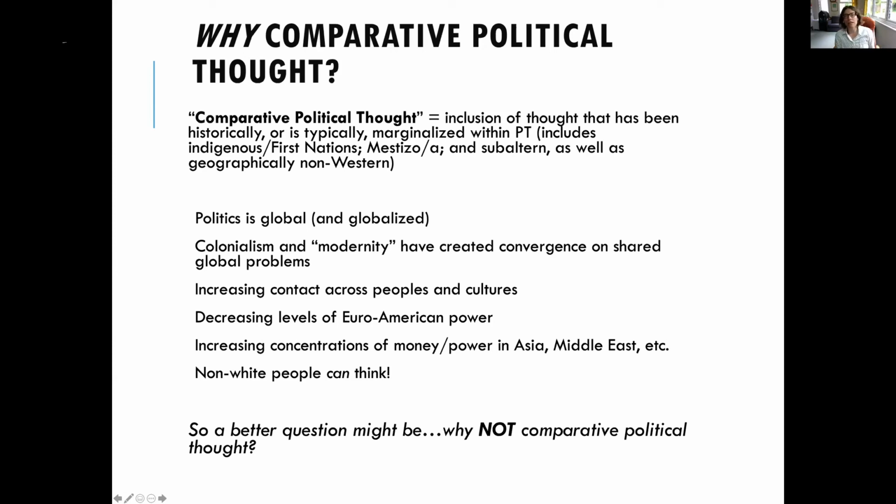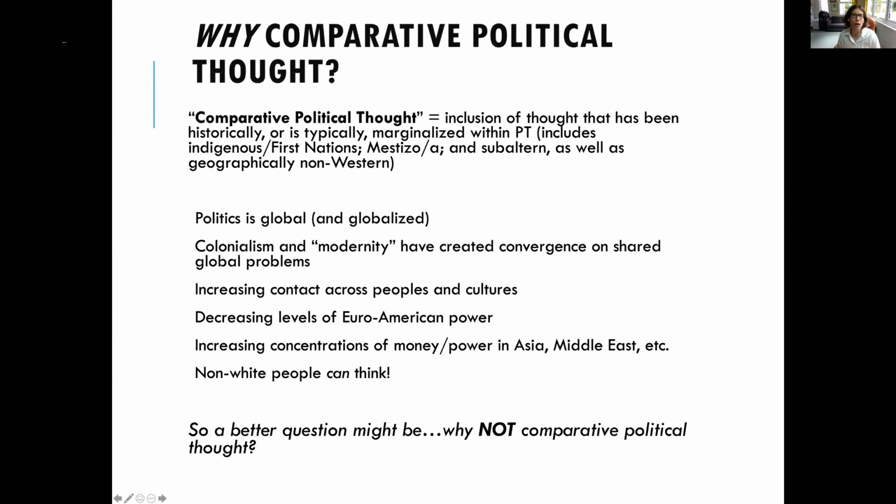Comparative political thought is more about the inclusion of marginalized voices, as I've said before, rather than exercises of direct comparison. There are people who do such exercises of direct comparison, but that's actually not the majority of the work people do. Most people self-identifying as comparative political theorists are taking historically marginalized work and using it to shed light on shared dilemmas or problems.